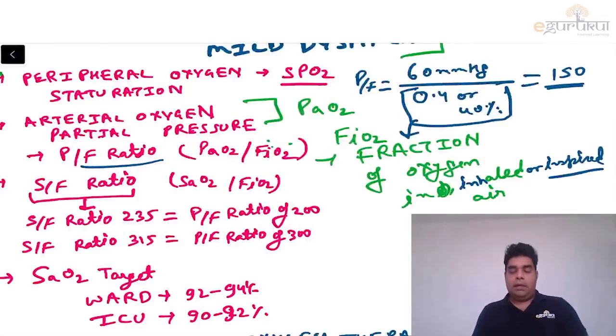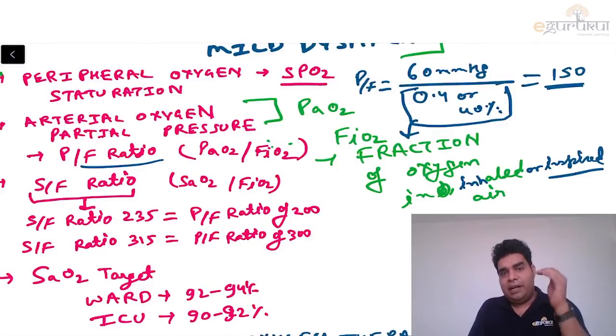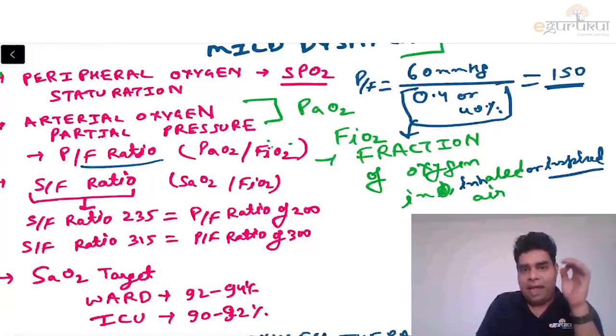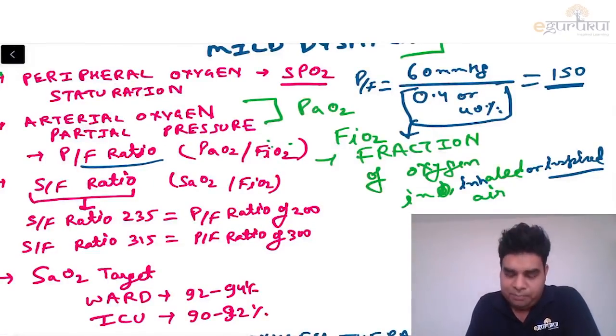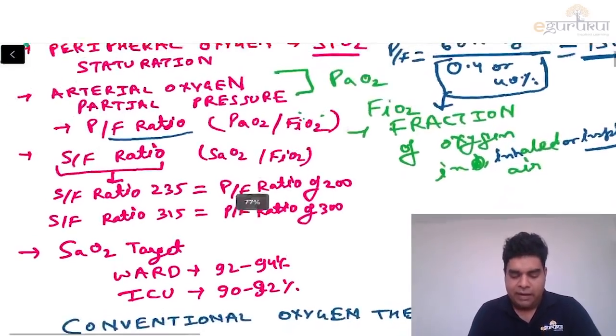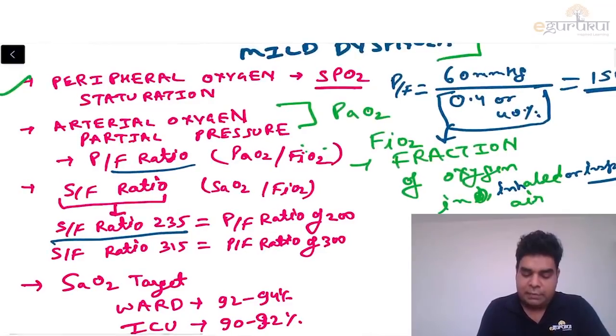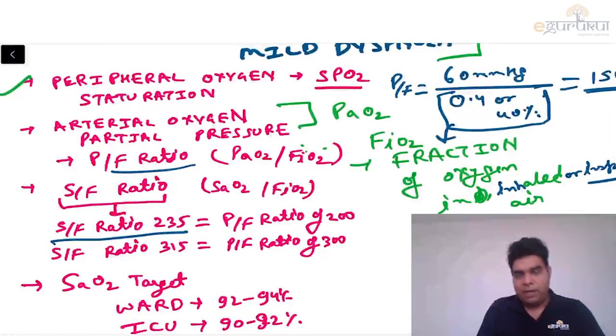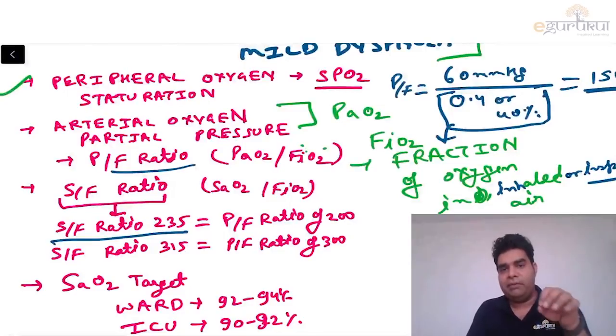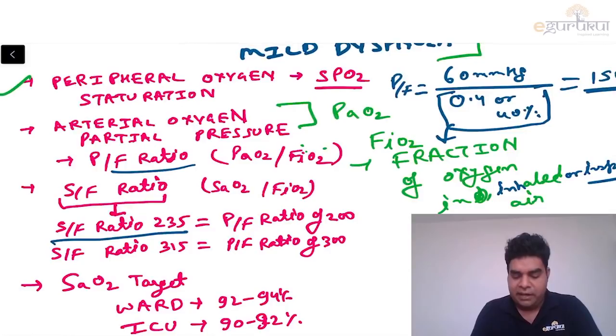Now, the third thing we can also calculate is the SpO2 to FiO2 ratio, which is known as the SF ratio. SF can be calculated with S being SpO2 and F being FiO2. So if we have an SF ratio of 235, it means the PF ratio is 200, and if the SF ratio is 315, then the PF ratio is 300.